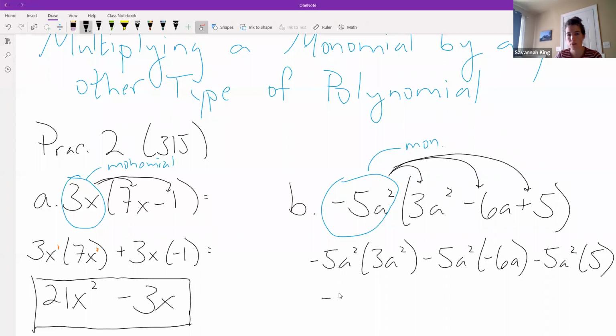We have negative 15a to the fourth. We have plus 30a to the third. And we have negative 25a squared. Last piece there, that a squared just drops down in the final answer because there wasn't another power of a for it to product rule together with.